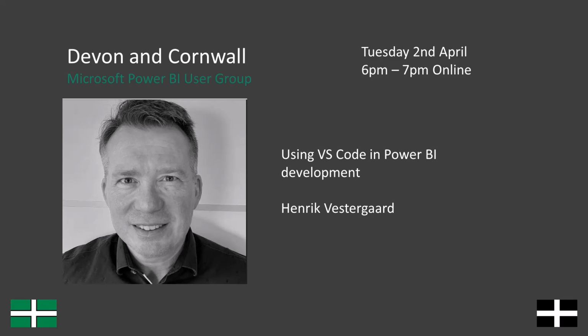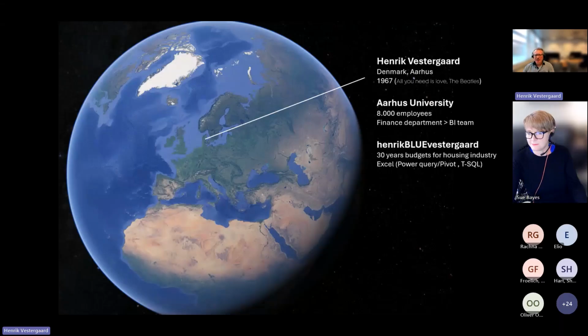Over to you, Henrik. So my name is Henrik Vestergaard, and I'm sitting here in Denmark, close to the city of Aarhus. I'm born in late 60s, and in Aarhus I work at the Aarhus University. We have a little more than 8,000 employees. We have a big IT department, but I'm sitting in the BI department under the finance department.